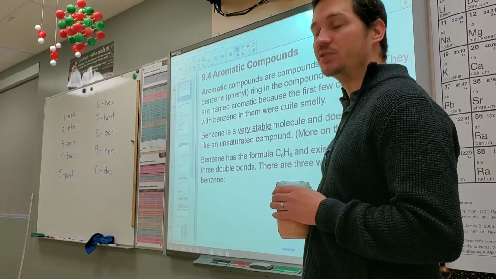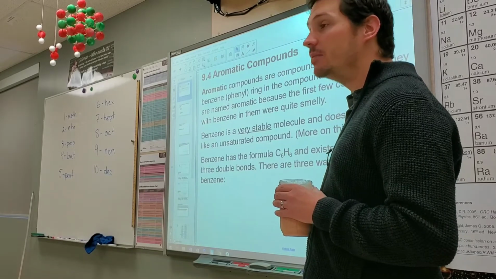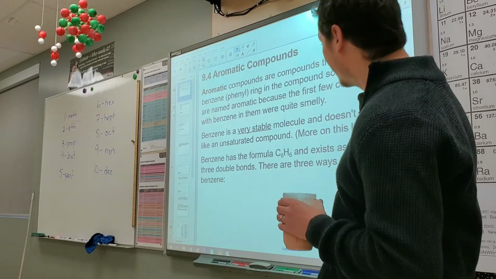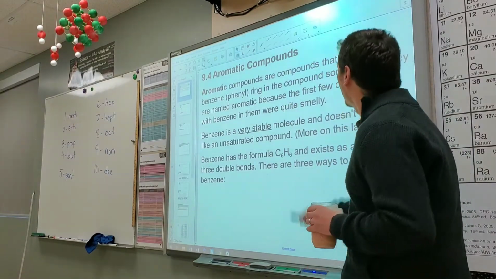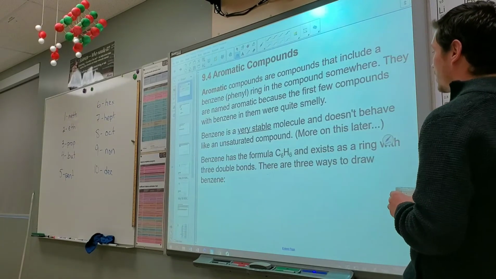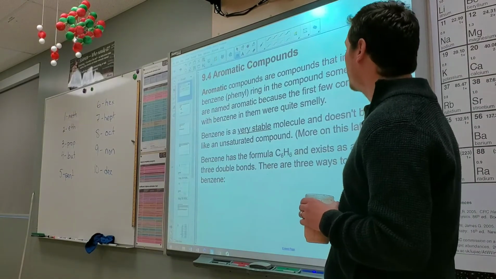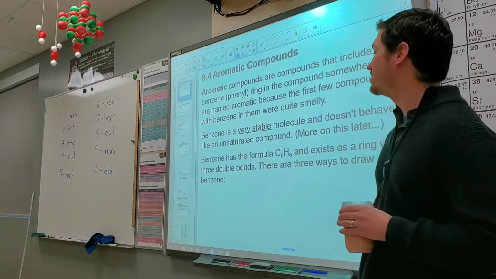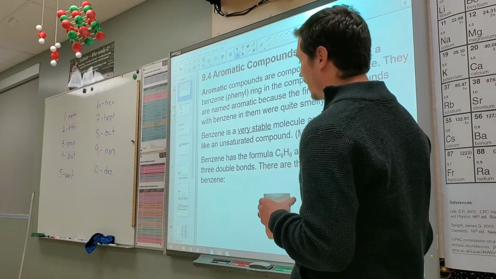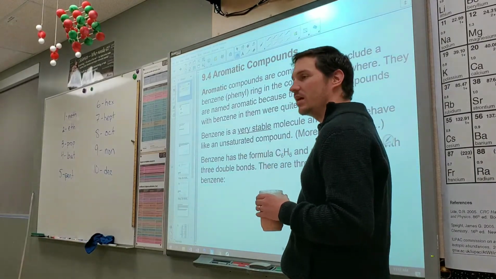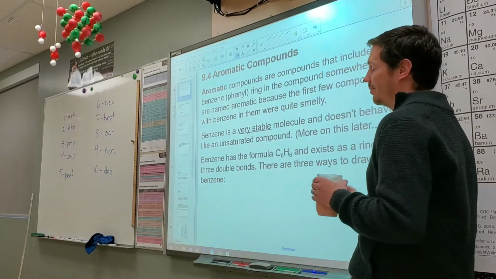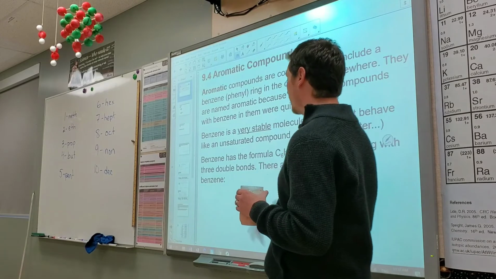Cancer causing. So benzene is an extremely carcinogenic molecule, and so, okay, good and bad, all right. Aromatic compounds are compounds that include a benzene, sometimes we call it a phenyl ring, in the compound somewhere. They are named aromatic because the first few compounds with benzene were quite smelly. They had a strong scent to them, so we called them aromatic. Not all benzene molecules are aromatic, are smelly, but whatever.